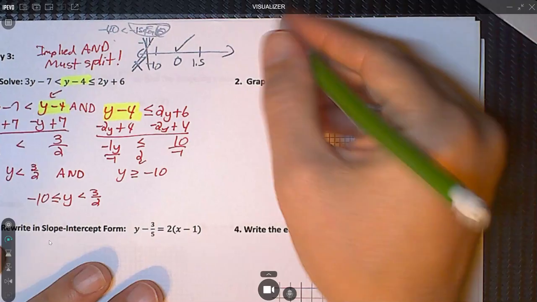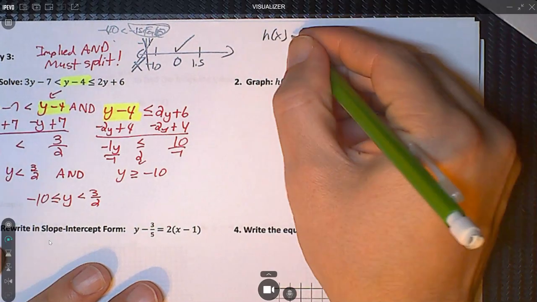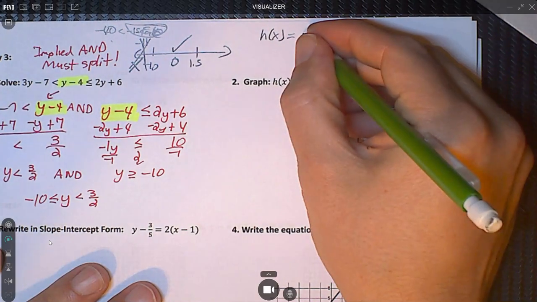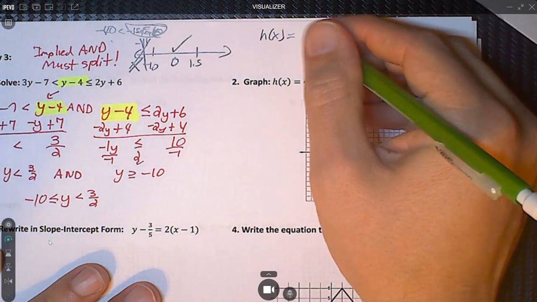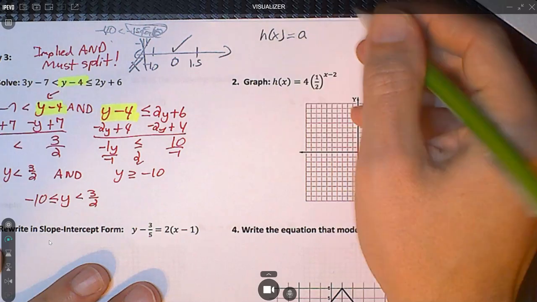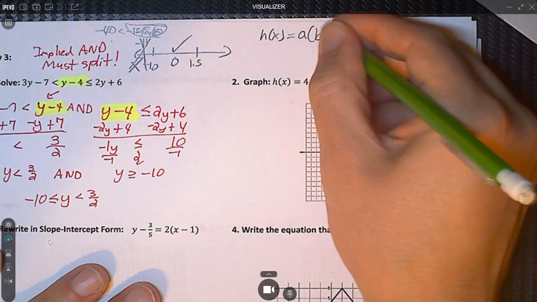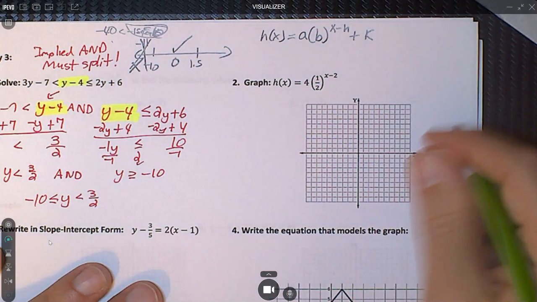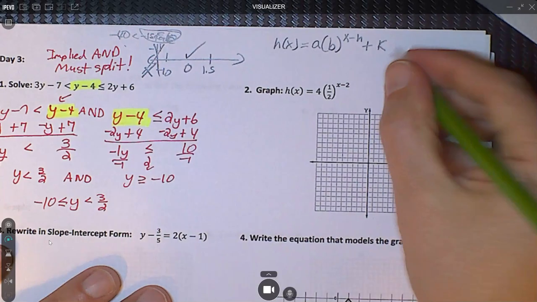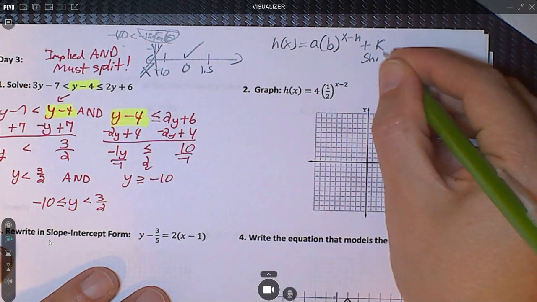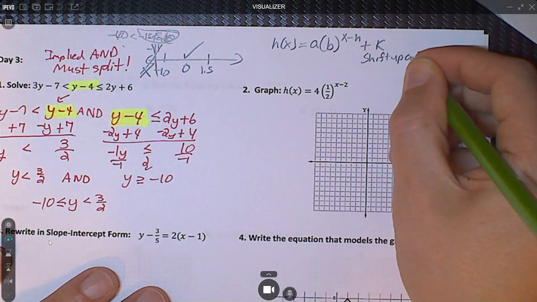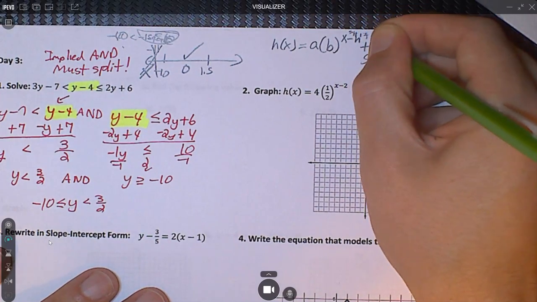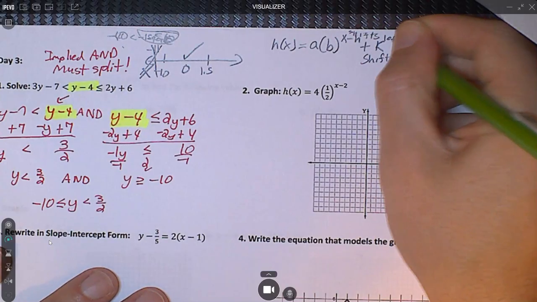Alright, so for exponential functions, I never showed you, not really, vertex form. Okay, so this shifts up and down. This shifts left or right.